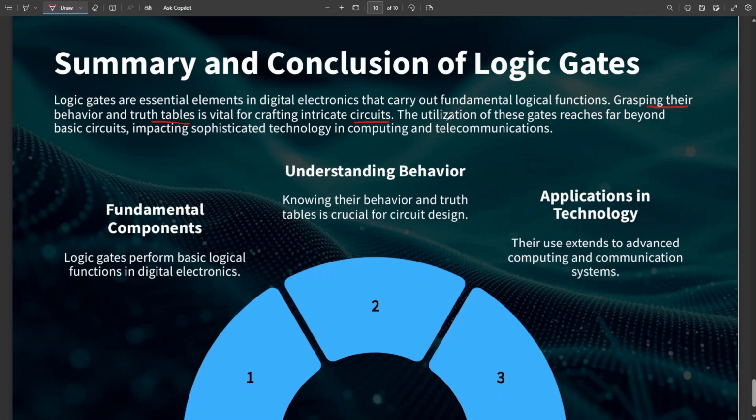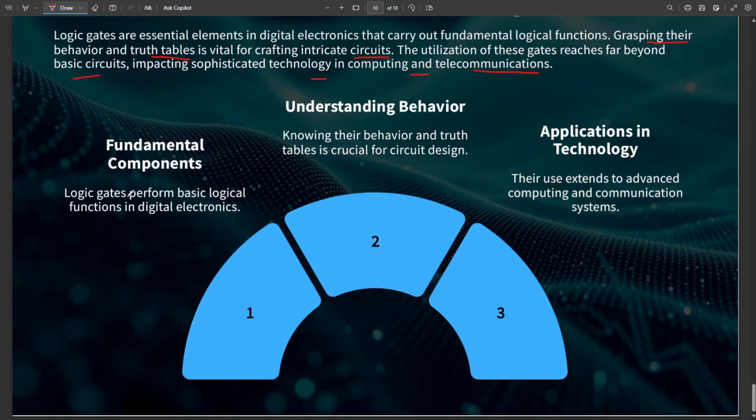The utilization of these gates reaches far beyond basic circuits, impacting sophisticated technology in computing and telecommunications. So, fundamental components: logic gates perform basic logical functions in digital electronics. Knowing the behavior and truth table is crucial for circuit design. Applications in technology: their use extends to advanced computing and communication systems.